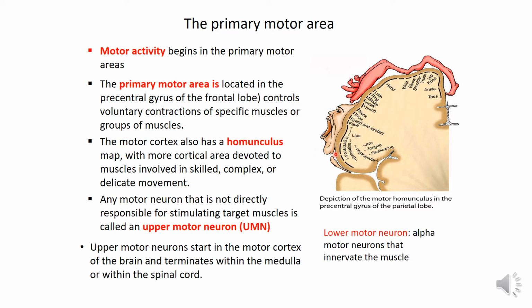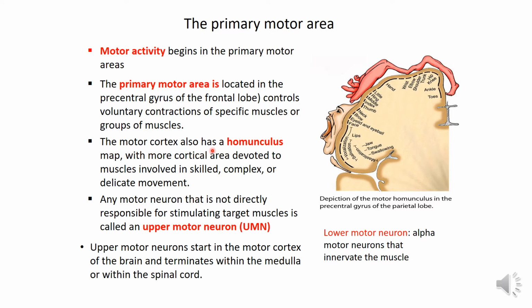For example, we have here the muscles of production of speech. We have here the muscles controlling the face, the muscles controlling the eye. Here the muscles controlling the hand. The parts of the body that produce skilled movement have an extensive area of representation in the primary motor area, or they have greater representation in the cerebral cortex than the areas that produce non-skilled movement.